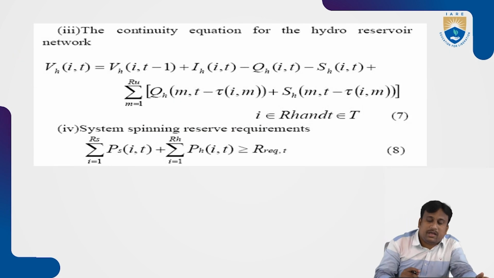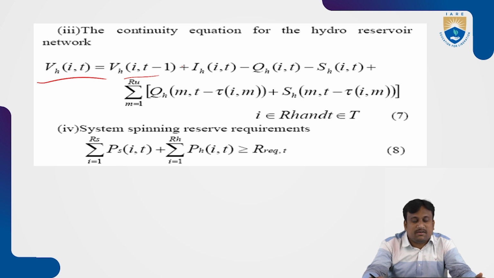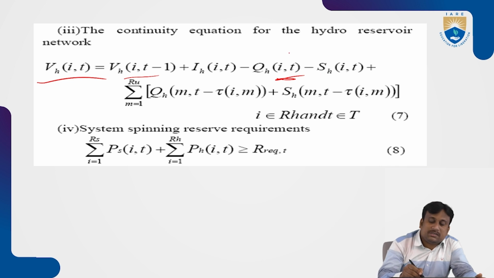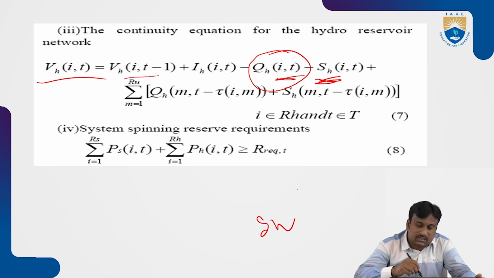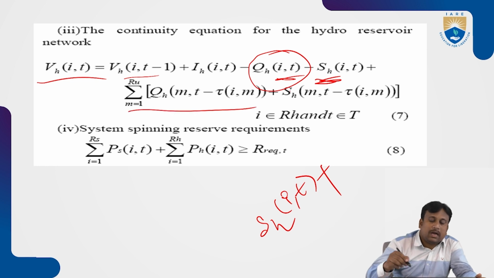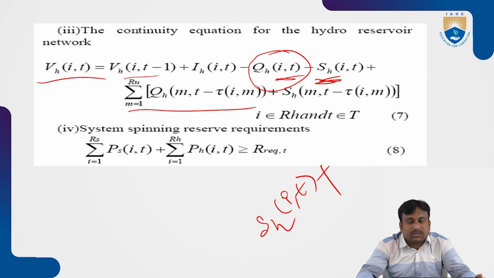When it is the continuity equation for the hydro reservoir of the network, then Vh(i,t) is Vh(i,t minus 1) plus Ih(i,t) minus Qh(i,t). Here one subtraction takes place for the reactive coefficient with complex power for the idle case, with Sh(i,t), and this should be added to the coefficient of the reactive term, summation over m equals 1 to Ru of Qh(m,t) with coefficients tau of i,m, and also the complex power term under the limits of tau of i,m.